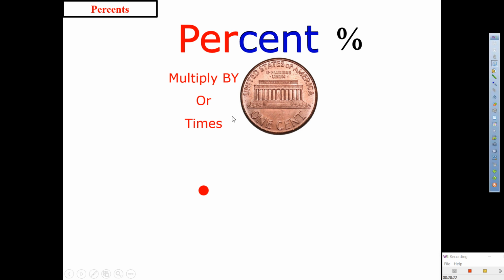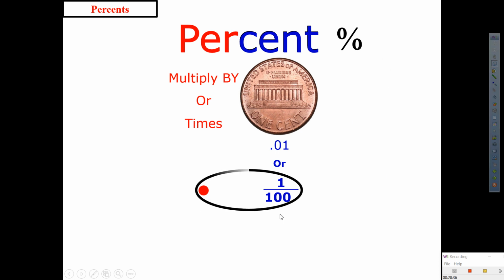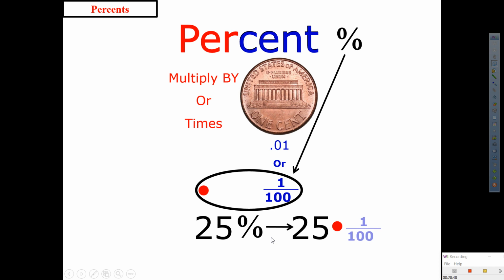I'm like, no. So anyways, cent, how can we write that in decimal? 0.01. How can we write that in fraction? 1 out of 100. Yes? So what does percent mean? It means times 1/100. Percent means what? Times 1/100. So if I was to say 25%, what does that mean? 25 times 1/100, which makes the fraction 25 over 100. Yes? All right. So that's a quick intro to percent.